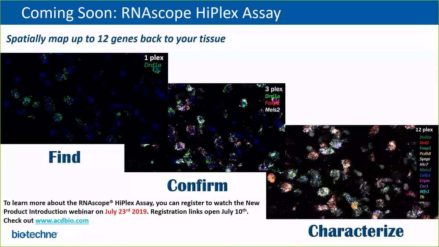And you can really interrogate and characterize complex heterogeneous tissues by now mapping up to 12 targets simultaneously in the tissue context and identifying multiple cell subtypes, such as here we show the subtypes of DRD1A and DRD2 in the mouse striatum. To learn more about the RNAscope High-plex assay, you can register to watch the new product introduction webinar, which will be held on July 23rd. Registration links will be opening on July 10th, and you can check out more on our website.